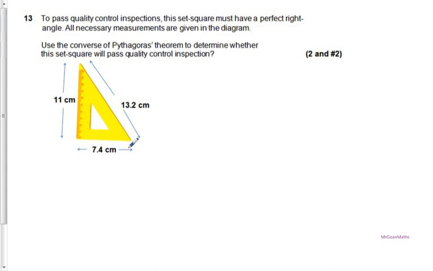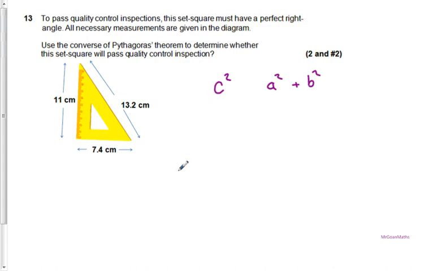Okay, so the converse of Pythagoras is used for testing if a triangle is right-angled. Now, we have to make an assumption straight away. We have to assume, firstly, that it is. And if it is a right angle triangle, then c squared would equal a squared plus b squared. Now, because we're making that assumption, what we need to do is to test it.